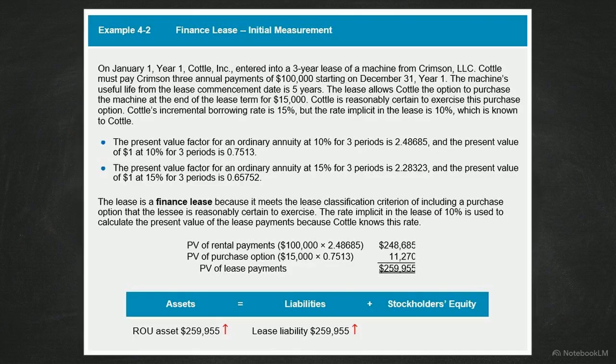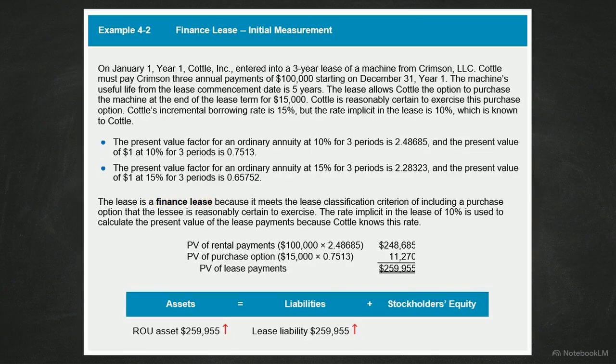This text details a scenario where Caudill Inc. enters into a 3-year lease for a machine. The contract requires 3 annual payments of $100,000, and Caudill knows the rate implicit in the lease is 10%. Crucially, the lease allows Caudill to purchase the machine at the end of the term for $15,000, an option they are reasonably certain to exercise. This triggers the second criteria of our test, legally classifying it as a finance lease.